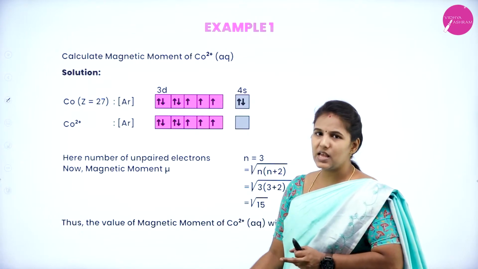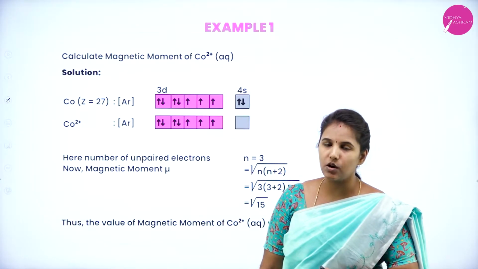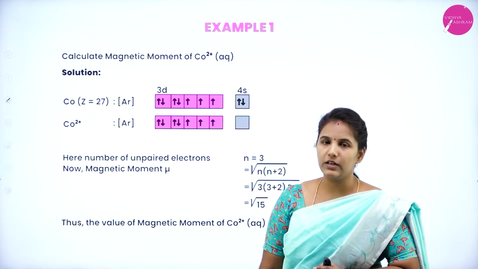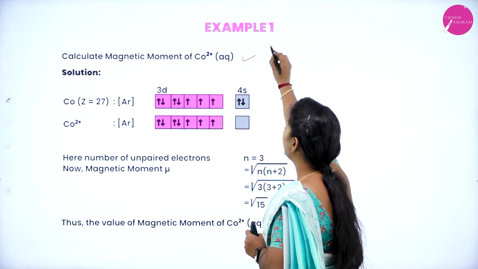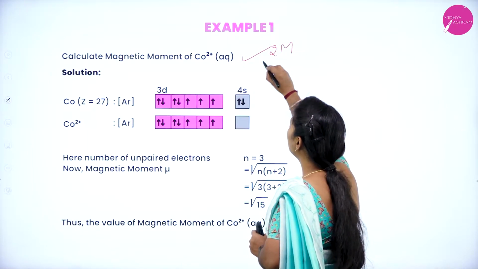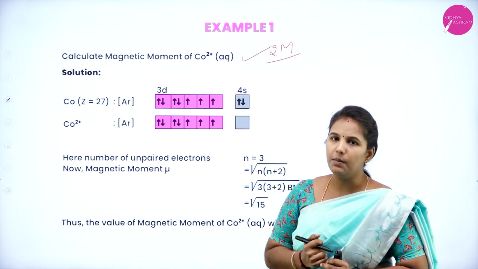So, we will take an example so that we will understand how to calculate the magnetic moment of the given element. For this calculation, again I am telling you, this question will be asked for 2 marks. Any one of the elements will be given to you from the 3D series, and you need to calculate the magnetic moment.